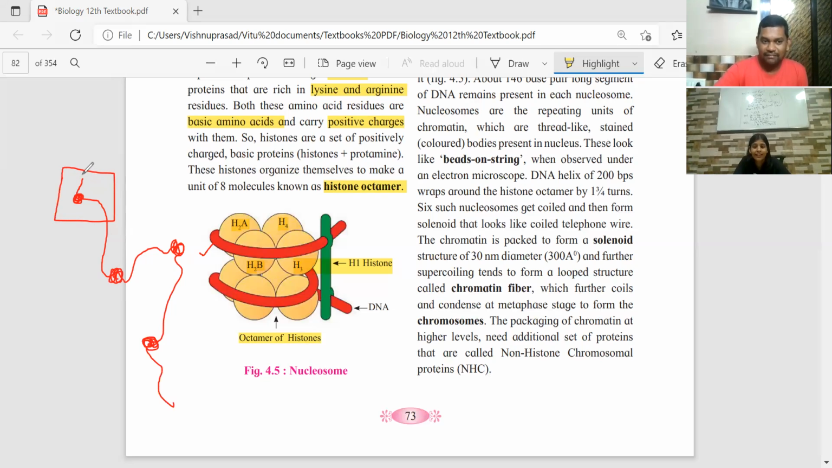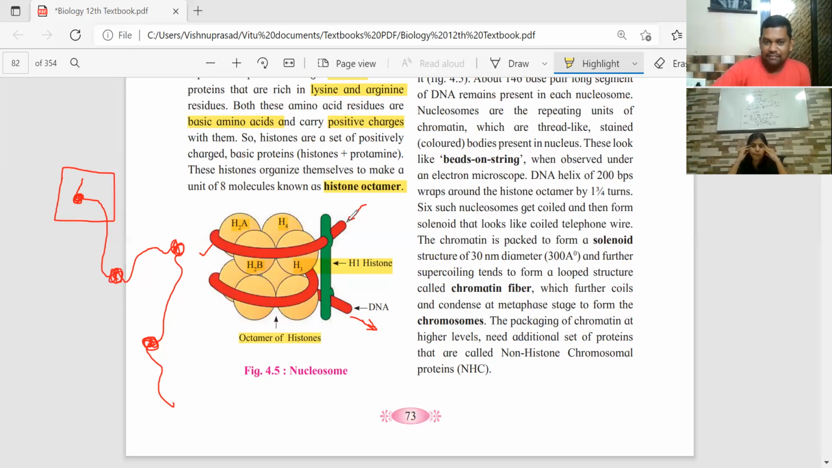The DNA molecule comes and coils around the histone octamer, goes to another octamer, again coils and moves on. So here see, the DNA molecule came like this, coiled completely and came out from here. You understood? It could be either 2.5 turns or 1 and 3/4. It turns 1 and 3/4 times and then leaves.